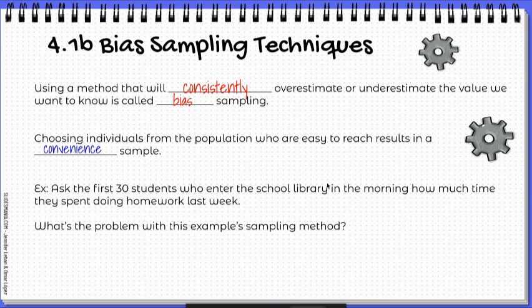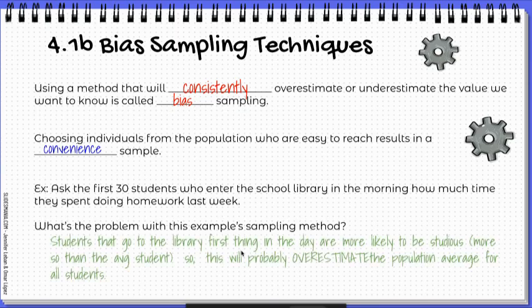So do you think there's some kind of correlation with if you're going to the library doing homework, you're first to enter? Just think about it. So, students that go to the library first thing in the day are more likely to be studious, more so than the average student. So, this will probably overestimate the population average for all students. So, this convenient sample creates a bias.